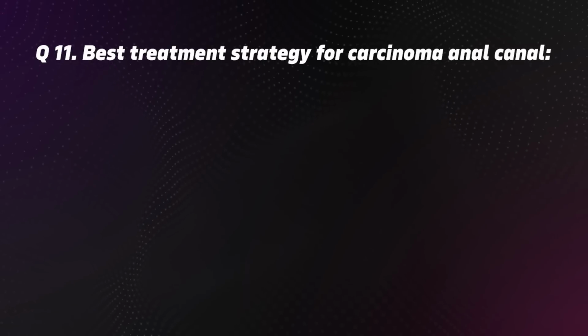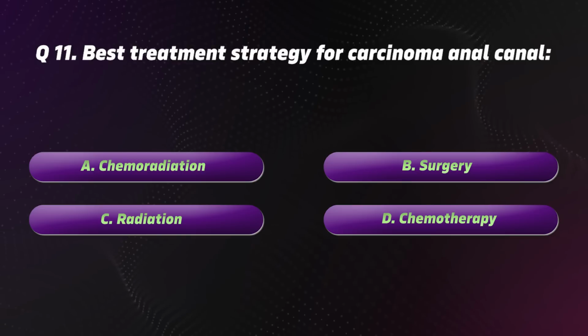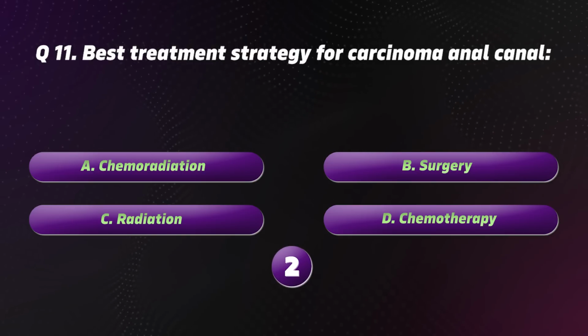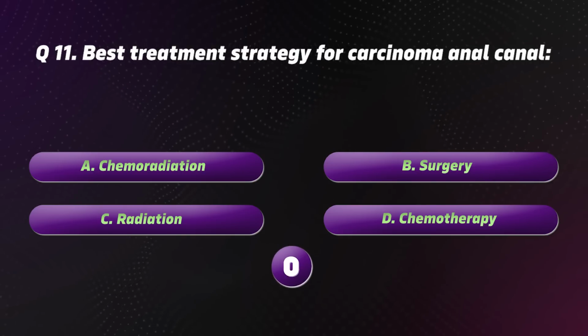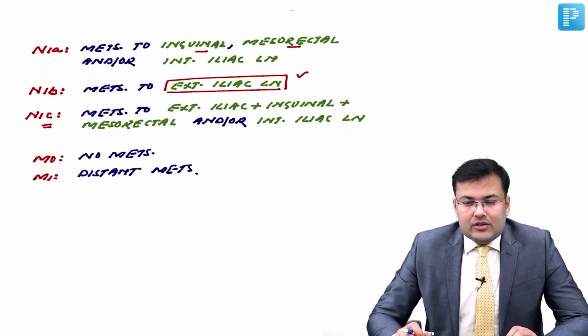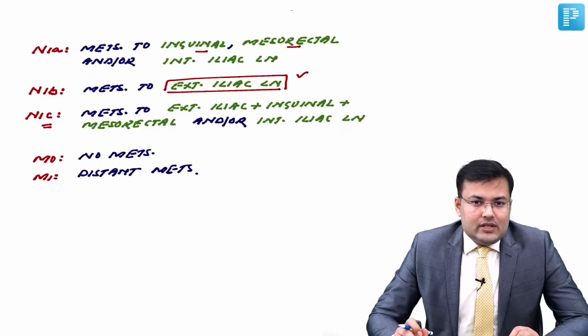Question 11. Best treatment strategy for carcinoma anal canal. Here are the options. A. Chemoradiation. B. Surgery. C. Radiation. D. Chemotherapy. And the correct answer is option A. Chemoradiation. Here's the explanation. Now coming to the treatment, this question was asked minimum 100 to 200 times.